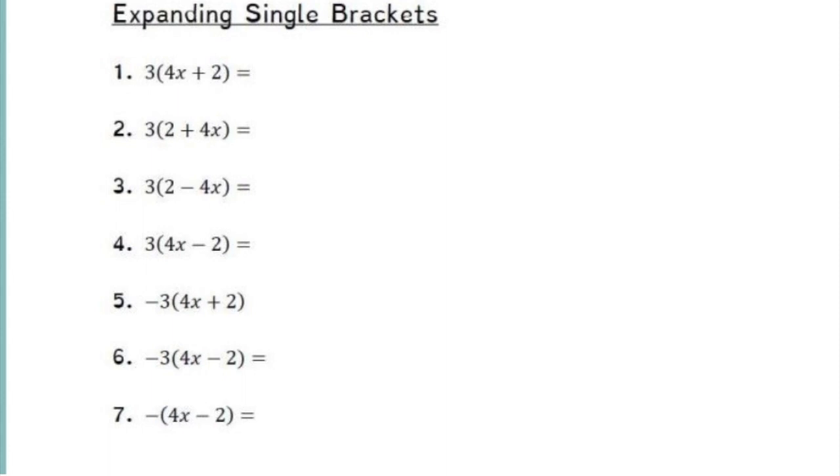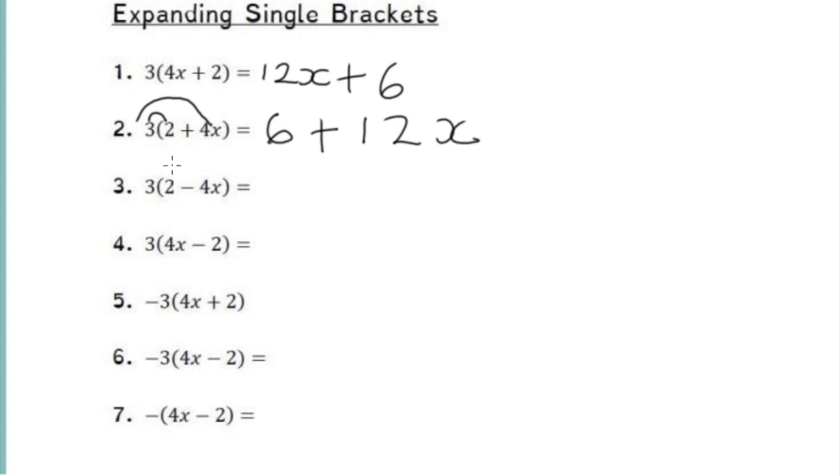So the first one says expand 3 in brackets 4x plus 2. So notice they're all positive numbers. So for the first one, it's quite easy. It's similar to what we did in part 1. So the answer here will be 12x plus 6. And for the second question, quite similar again to part 1. We do 3 times 2, which is 6, plus 3 times 4x, which is 12x.